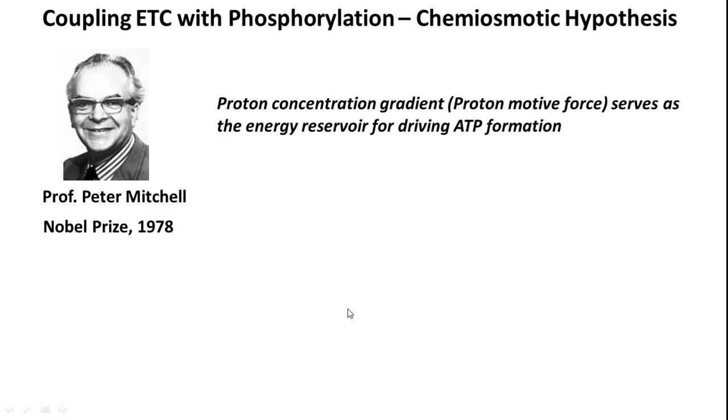Coupling the electron transport chain with phosphorylation: the chemiosmotic hypothesis. Actually, Professor Peter Mitchell provided us this chemiosmotic hypothesis. What he is saying is that the proton concentration gradient, or proton motive force, serves as the energy reservoir for driving ATP formation. Okay, it is his proposal, he has proved it, for which he was awarded the Nobel Prize. So this is critical in understanding the way our energy sources are generated.